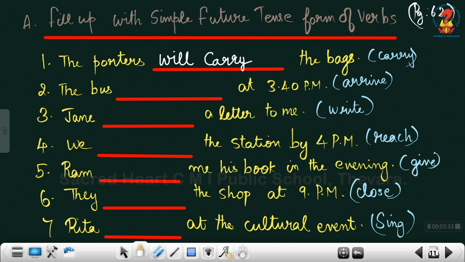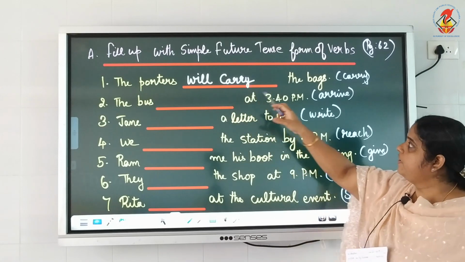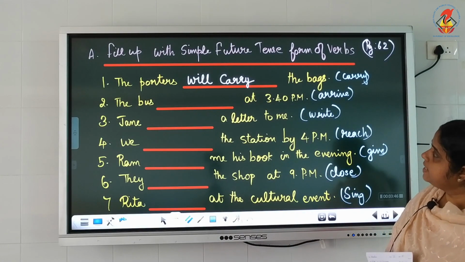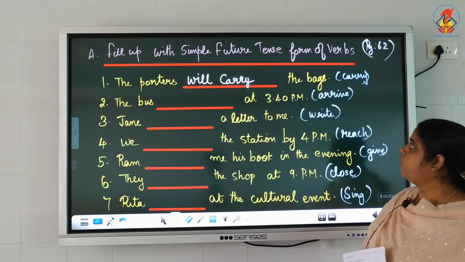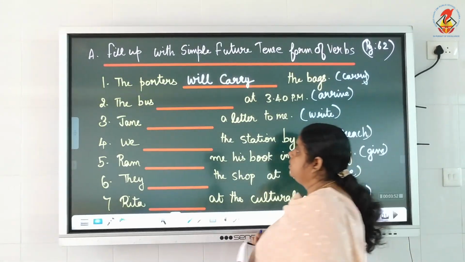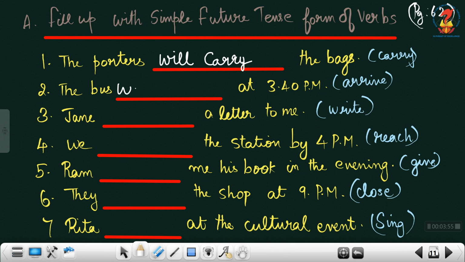Okay, the first one is already written. The porters will carry the bags. Carry, you have to add will plus verb. Will carry the bags. The second one is, the bus dash at 3:40 p.m. It's given arrive. So what will you do? Yes, you have to add will arrive. Will arrive at 3:40 p.m. Will plus verb we are adding.